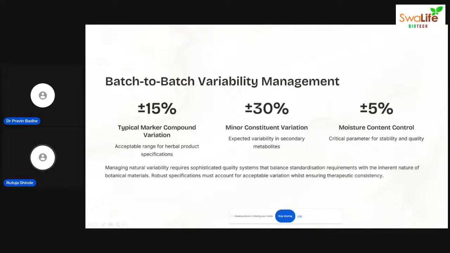Then next is batch-to-batch variability management. To handle variability, regulators allow defined ranges. For example, marker compounds may vary by about 15%, minor constituents by up to 30%, and moisture content should be tightly controlled around 5%. The key is building a robust quality system that accounts for this variability while still ensuring consistency in therapeutic outcomes.